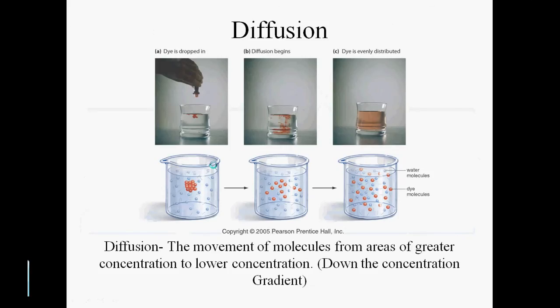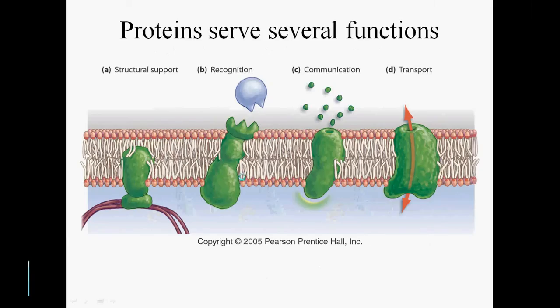Diffusion is another important principle that we learned earlier this semester. Diffusion says that molecules are going to move from an area of greater concentration to an area of lower concentration until they are evenly distributed. So when you're going from greater concentration to lower concentration, you're going down the concentration gradient. And the concentration gradient is just a difference between the concentration of molecules.